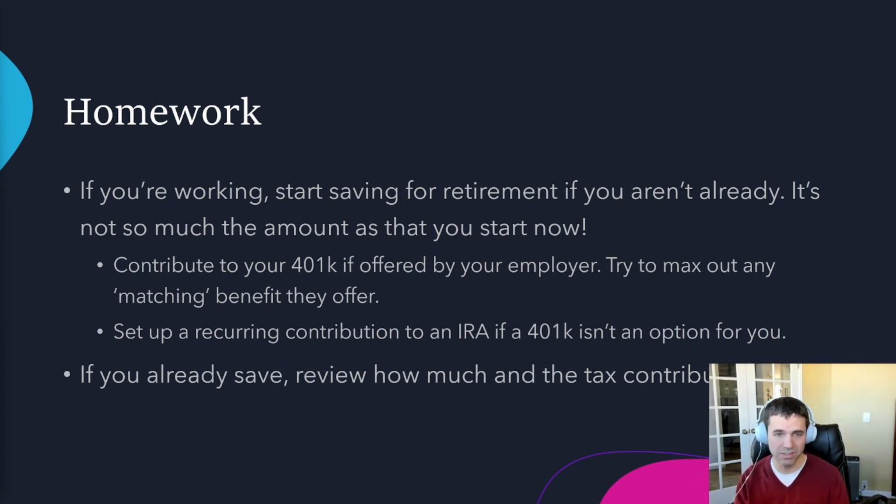Maybe you lower your lifestyle a little bit now. Maybe you cancel your Netflix subscription, whatever. Stop buying coffee every morning and make your own, whatever it is, to save so that you can max out that employer benefit. Because imagine a 50% return on your investment on day one if your employer matches 50% of what you save. And if a 401k isn't an option for you, or you prefer to do it separately, set up an automated recurring contribution to an IRA account.